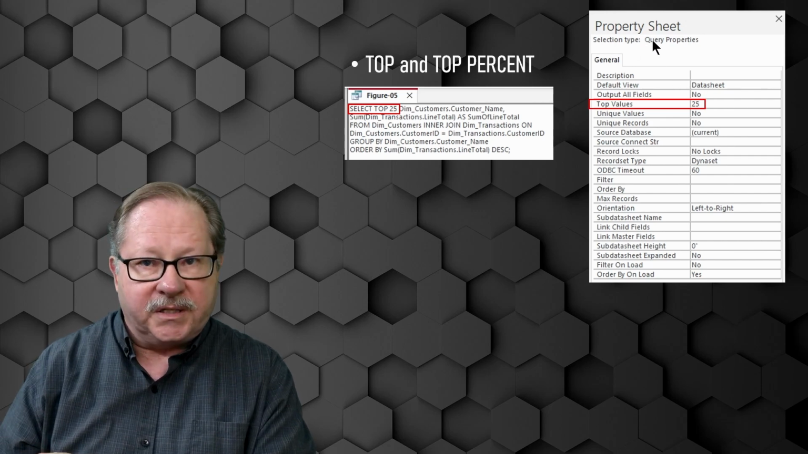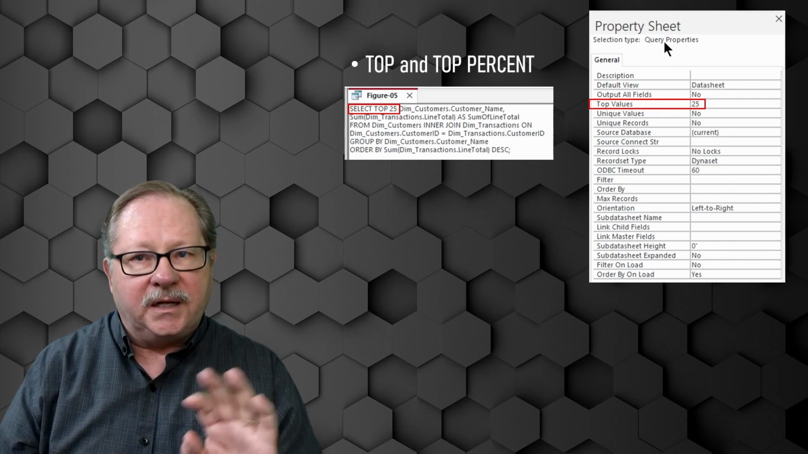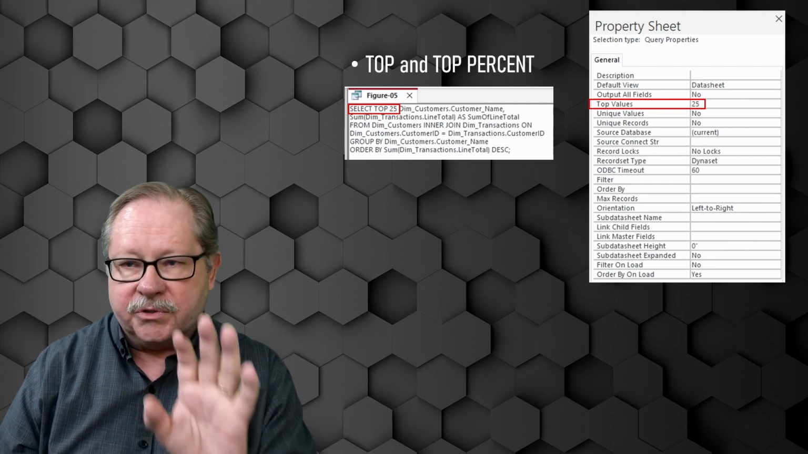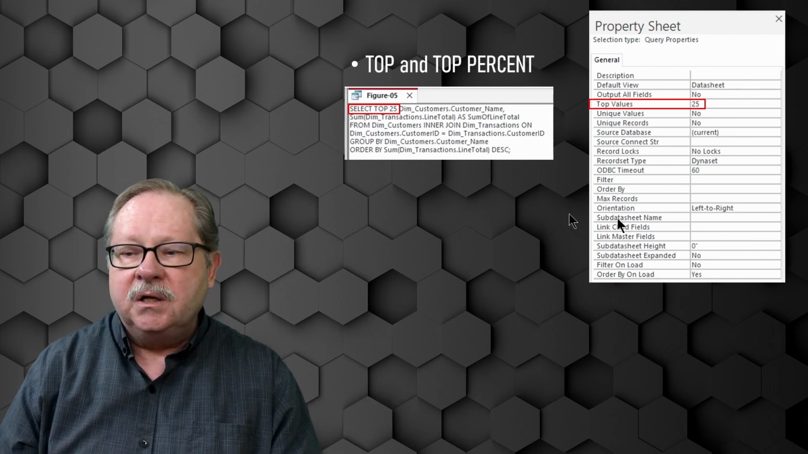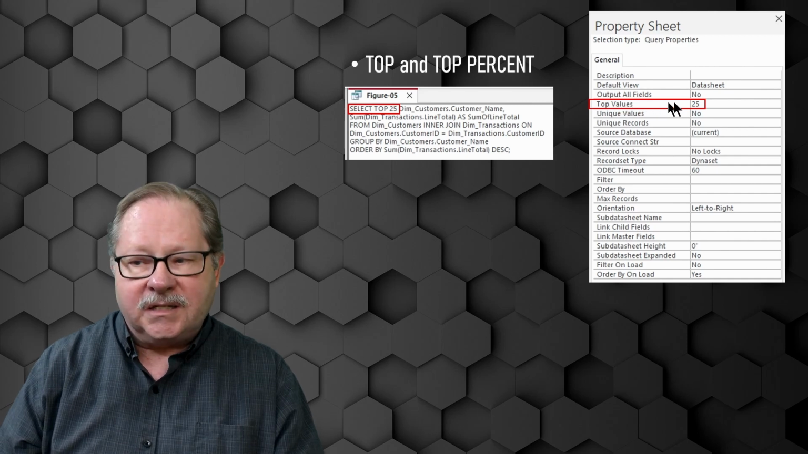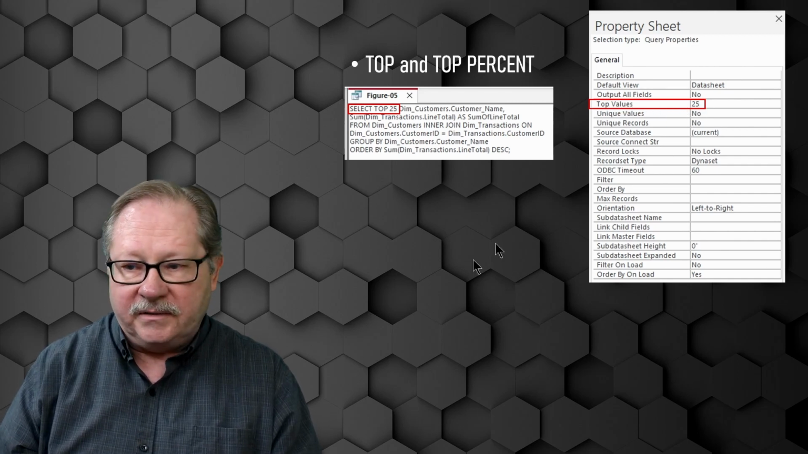I'm on query properties again. Make sure that you click in the table area there where you see the tables, in the white space outside of a table, and you get query properties. You set top values to 25.